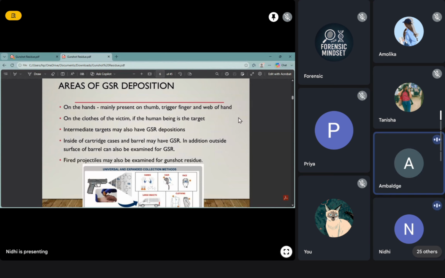Those intermediate targets can be glass or wood. Like if you have seen people sitting in the front on the driver's seat of a car, and then they get fired at, the intermediate target between the victim and the culprit was the glass. So those were the intermediate targets. You will be able to find the GSR particles on that glass.